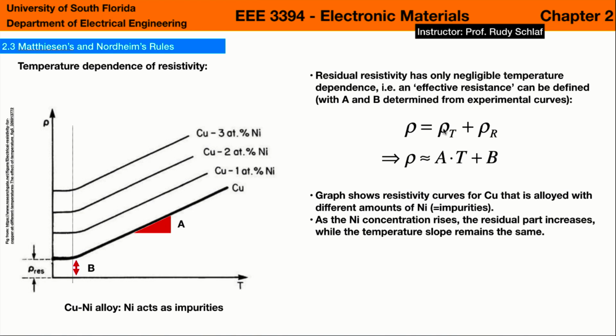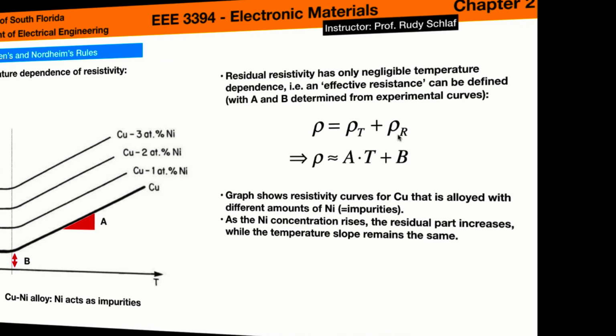If you wanted to determine the resistivities, the lattice vibration dependent and the impurity dependent resistivities, you could fit these curves and determine the slope of the temperature dependent part. That would give you A, so that's proportional to the lattice dependent part of the resistivity, and you would get the intercept B, and that would give you an idea what the residual resistivity is.